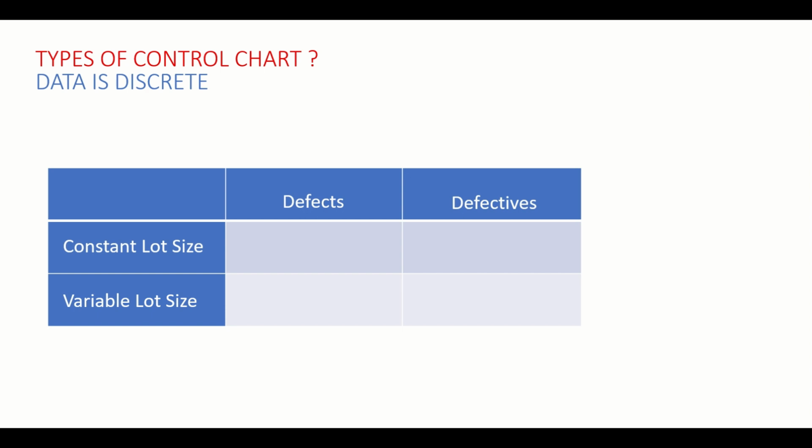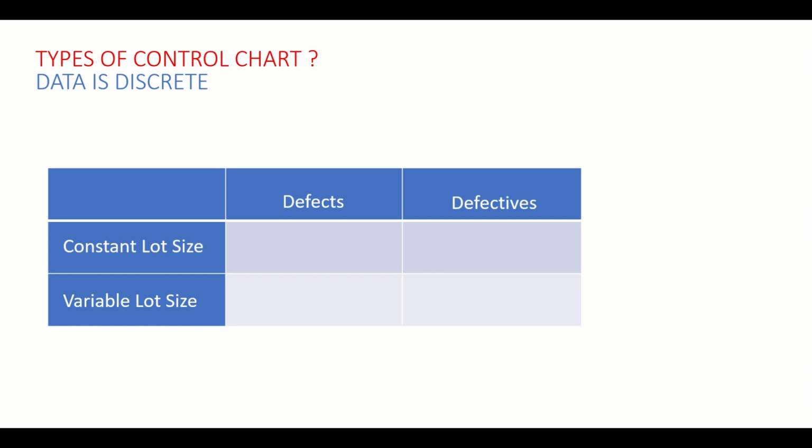And the constant lot size is, if the customer says whatever the team is processing, we will only check 5 transactions each day. So today team has processed 100, the sample size was 5. Tomorrow team has processed 110, the sample size will remain 5. So that is constant lot size.